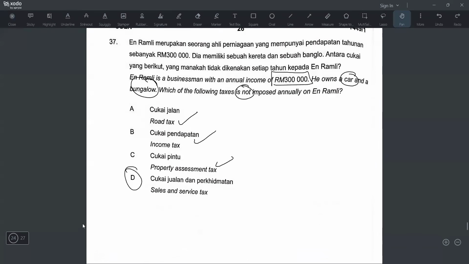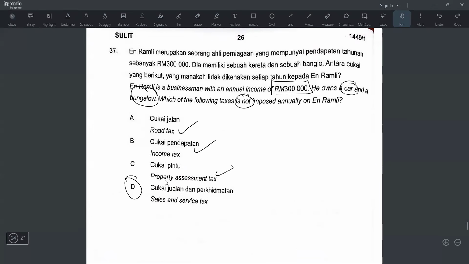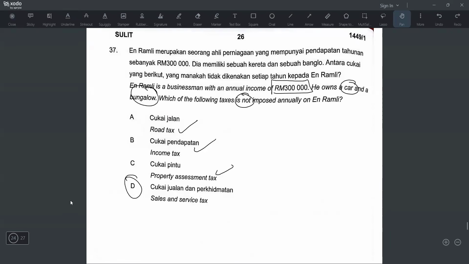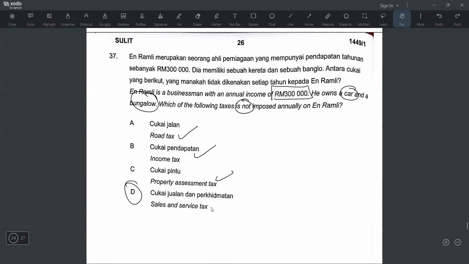While we are at this part, I want to mention about the authority also, the pihak berkuasa. So road tax is JPJ, cukai pendapatan income tax is LHDN, lembaga hasil dalam negeri, or in English IRB, Inland Revenue Board. Cukai pintu assessment tax, the authority is Majlis Daerah. In English, it's called District Council. And then sales and service tax, the authority is JKDM, Jabatan Kastam Diraja Malaysia. That one is also important. Sometimes they ask in paper 2. Sometimes they ask you to write the pihak berkuasa. So make sure you remember that.